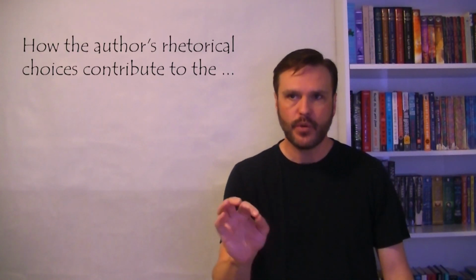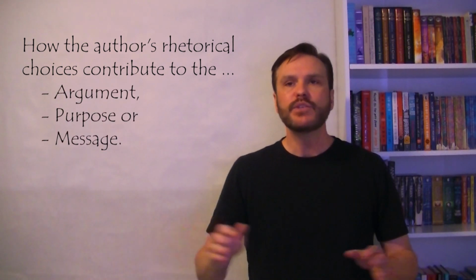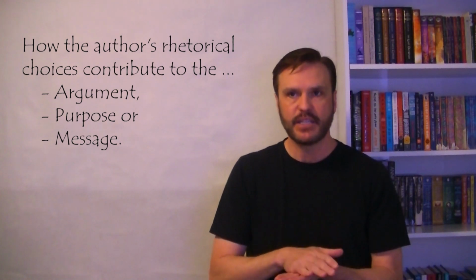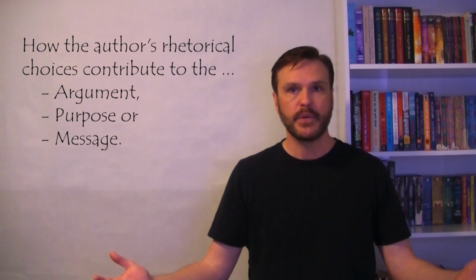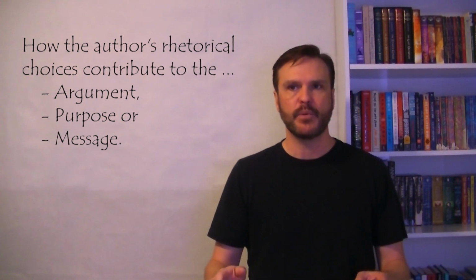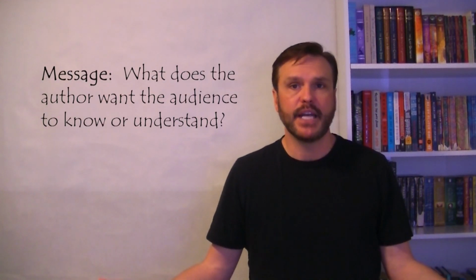One key aspect of the new 6-point rubric is that the student is required to explain how the author's specific rhetorical choices contribute to the development of the argument, purpose, or message. So once you've identified the specific strategies and their effect on the audience, it should be relatively easy to see the author's larger message or purpose. So let's look at the 3 different categories the rubric identifies in a bit more detail. First, the author's message. That's the simplest category. All it means is, what does the author want the audience to know or understand? The author's argument, on the other hand, will go a little bit further. It will usually center around some kind of a central thesis.